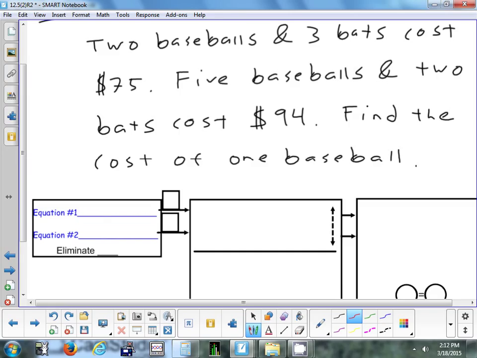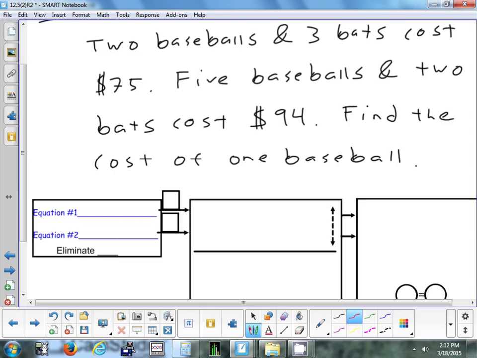Wyatt, can you do me a favor and read this to everybody? Hold on, you can't say anything right now, not till Wyatt's done. Wyatt has the floor. Go ahead, buddy. 2 baseballs, 3 bats, $75. 5 baseballs and 2 bats cost $94. Find the cost of one baseball. We don't need the bat. We're only asked to find the baseball. If you find both, that's fine, as long as they say which one is the baseball. So, 2 baseballs, 3 bats, cost $75.